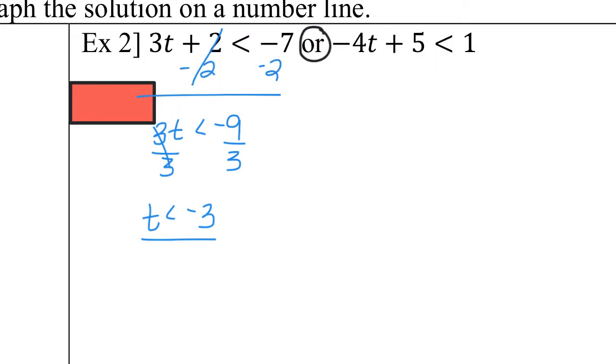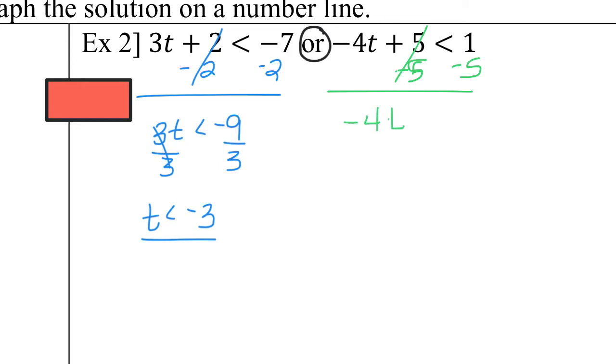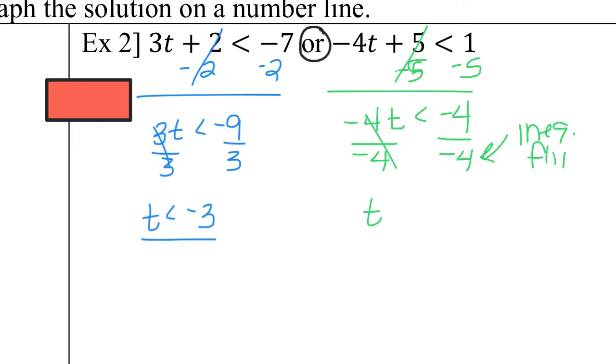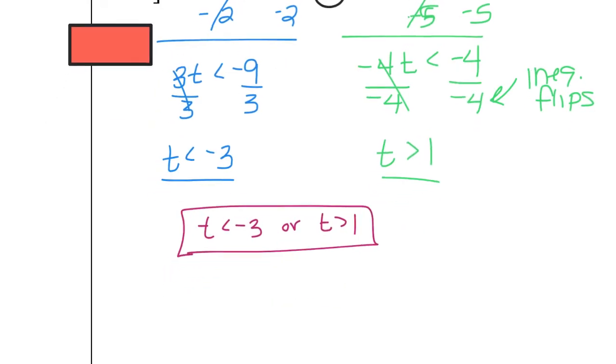Now I have to solve the right-hand one. We're going to have to subtract 5: negative 4t less than negative 4. Divide by negative 4. And now, since we divided by a negative, that inequality flips. So it's going to end up being t greater than 1. And there's the other half of my inequality. Writing an "or" is simple: it's the first one or the second one. So there's the algebraic version. Now let's graph.